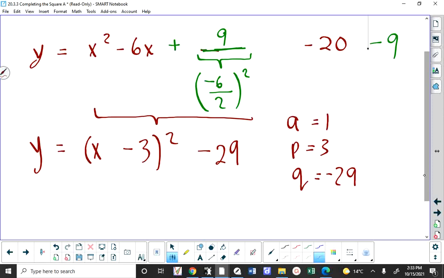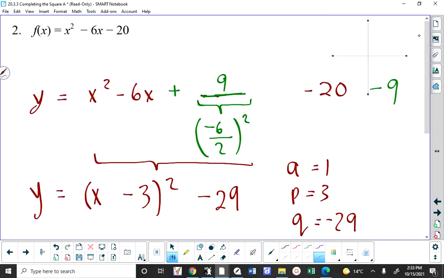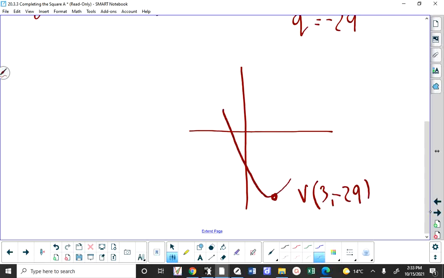That would mean this is a parabola that opens up with a vertex at (3, -29). So what this original function would look like is, at (3, -29), the vertex would be there, and it would open up. And the other details, x and y intercepts and all that, I really don't care about. It's just not important today. You could figure out the domain, range, axis of symmetry, etc.